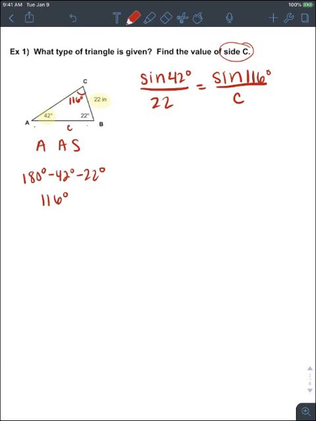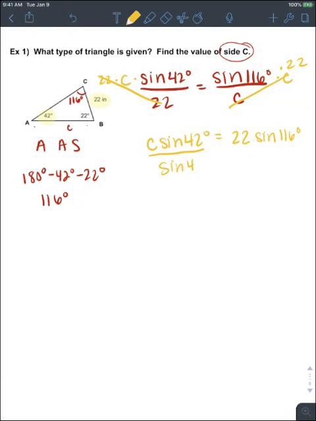I'm going to solve by multiplying both sides by c, and that cancels that out. I'm also going to multiply by 22, and that cancels that out. So I get c sine 42 degrees is equal to 22 sine of 116 degrees. Divide to get c by itself.